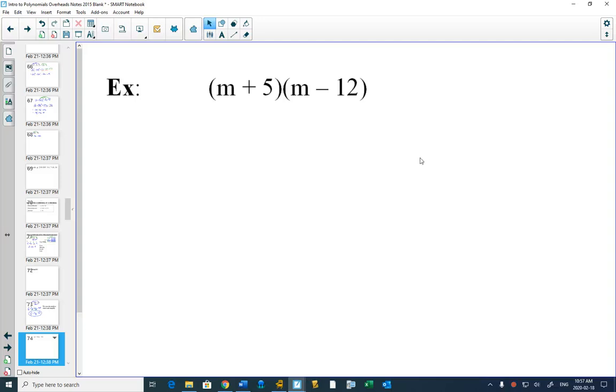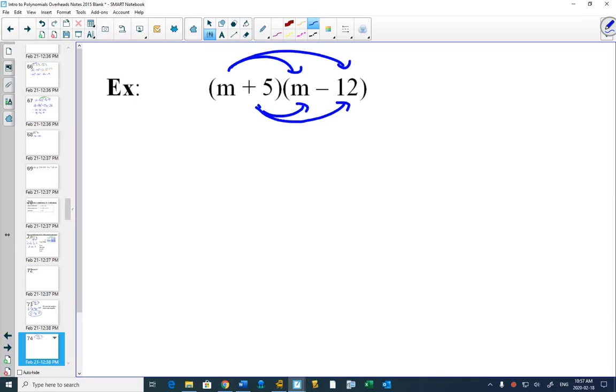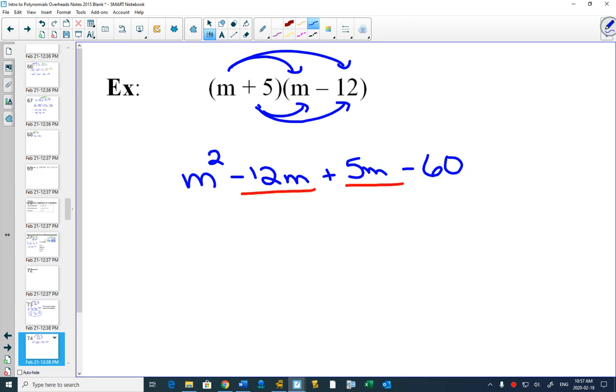Really, everybody did well on the first part where you drew your first ones, outside, inside, last. M times m, m squared, m times negative 12, negative 12m plus 5m minus 60. Then, these are like terms. If you're at minus 12 and you add 5, where will you end up on your number line? Negative 7.